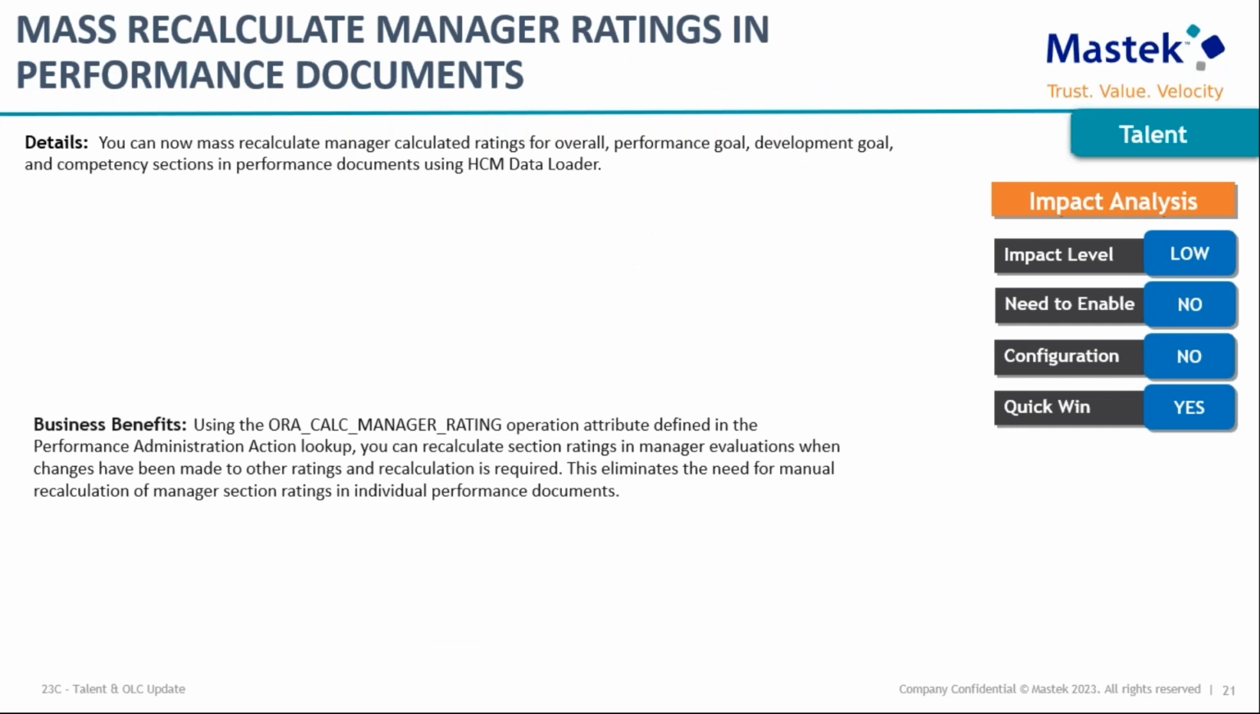Right. Mass recalculate manager ratings in performance documents. So you can now mass recalculate when you update or upload these ratings through the HCM data loader. It's a quick win. It eliminates the need for manual recalculation of the manager section ratings in the individual performance documents. So when you're doing your performance documents, again, it just makes life that little bit easier, and therefore fits in that overall theme of incremental updates.